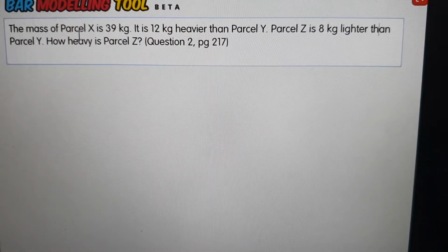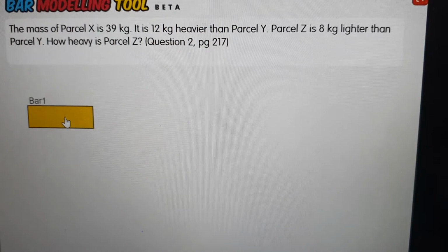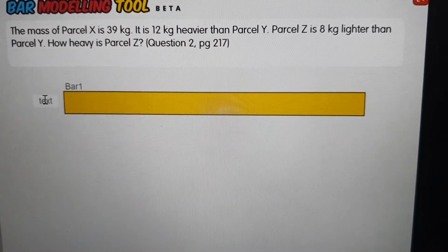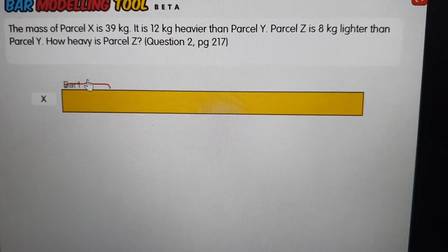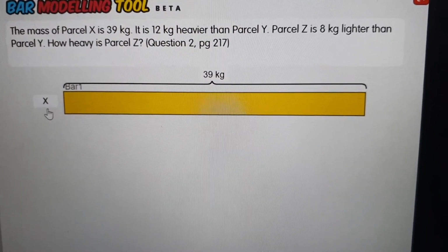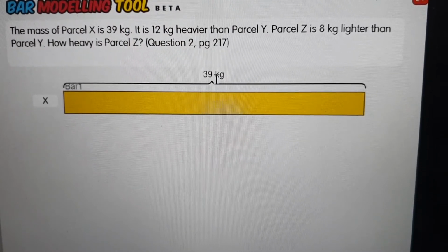So the mass of parcel X is 39 kilograms. So you will be able to draw a bar and tell me that it represents parcel X. So remember, when you're drawing a comparison model, you need to always remember to label your model, so that you know exactly what it is representing. And know that parcel X is going to be 39 kilograms.